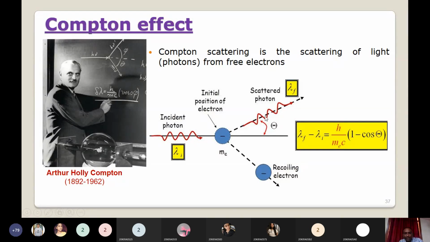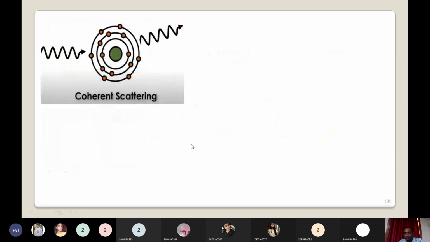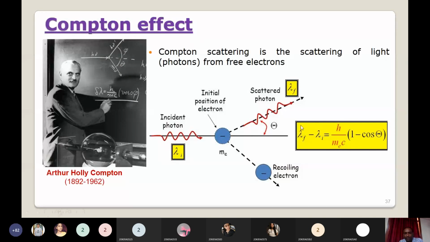After scattering, there is a change in the energy, or wavelength, or frequency, whatever you can say. Suppose the incident wavelength is lambda I, and after scattering the photon wavelength is lambda f, the final wavelength. The difference between the final and initial wavelength, they found, is h by m naught c into 1 minus cos theta. That is the shift between the incident and scattered photon. This is what Compton proposed and calculated, the shift in the photon, incident and scattered. That is the Compton shift.